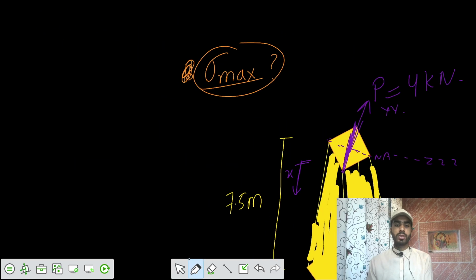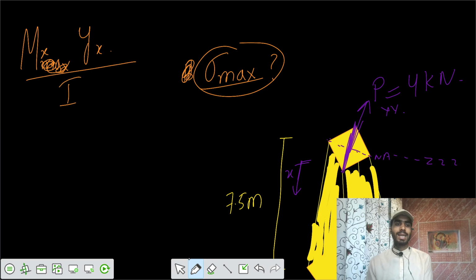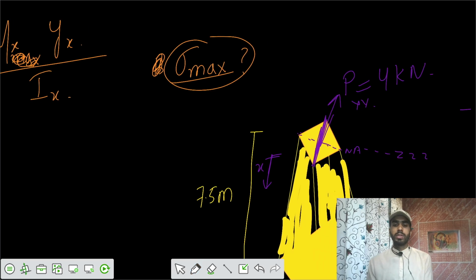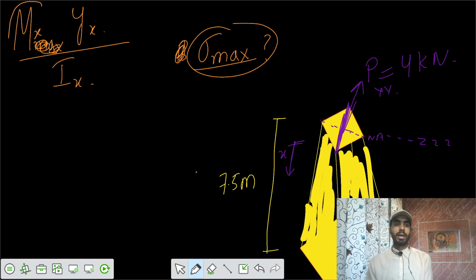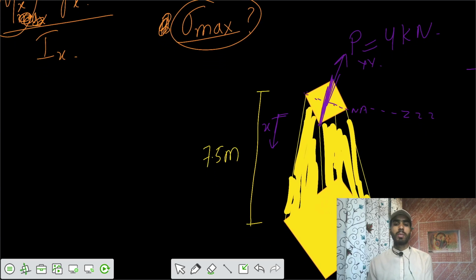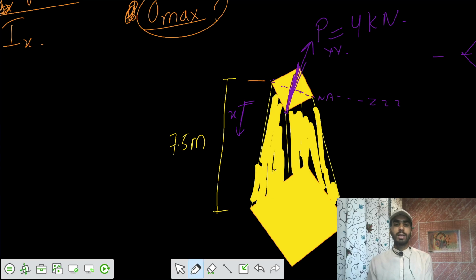So we have maximum bending stress equals moment max, but it's a function of three variables: moment at any x, y at any x, and I at any x. Because the section is also changing, your values of y and I also change. So you can't say directly that the maximum moment at the end support gives the maximum stress. The net bending stress could be maximum anywhere at a distance of x. So let's say that at a distance of x you have the maximum bending stress.